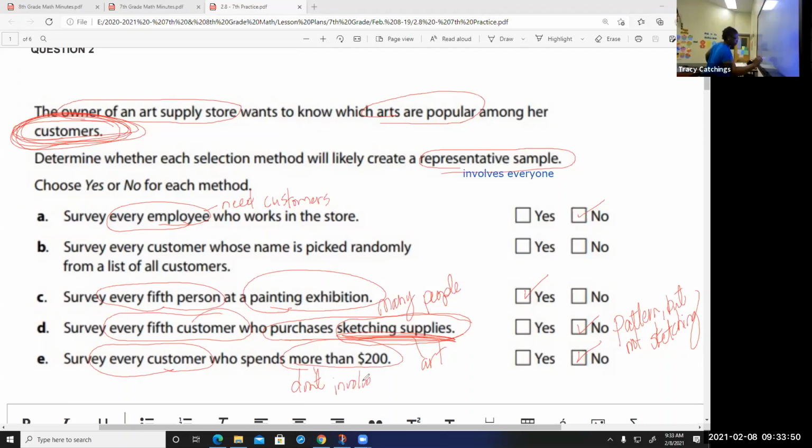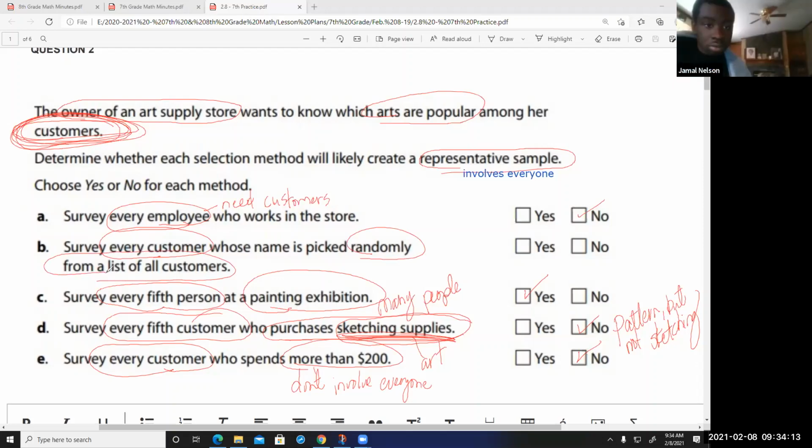Doesn't involve everyone. What if I only had $10 to spend? That means I can't go into you asking me if I like art? No, that's not fair. All right, think about B. Every customer whose name is picked randomly from a list of all the customers.